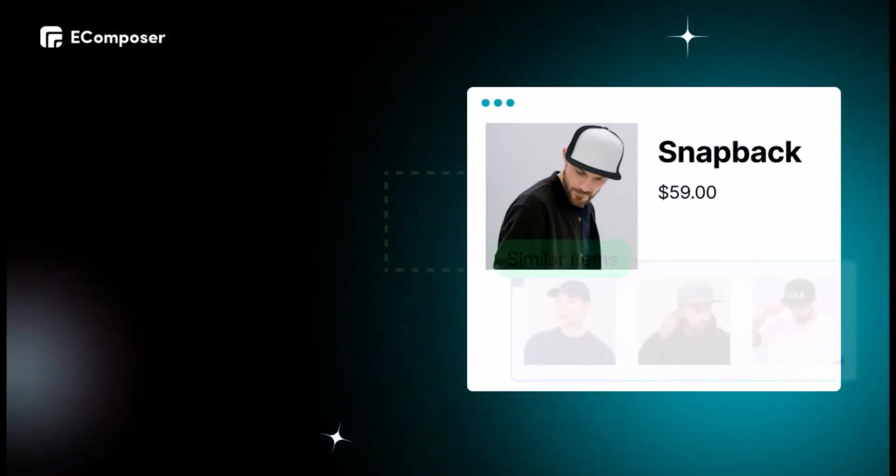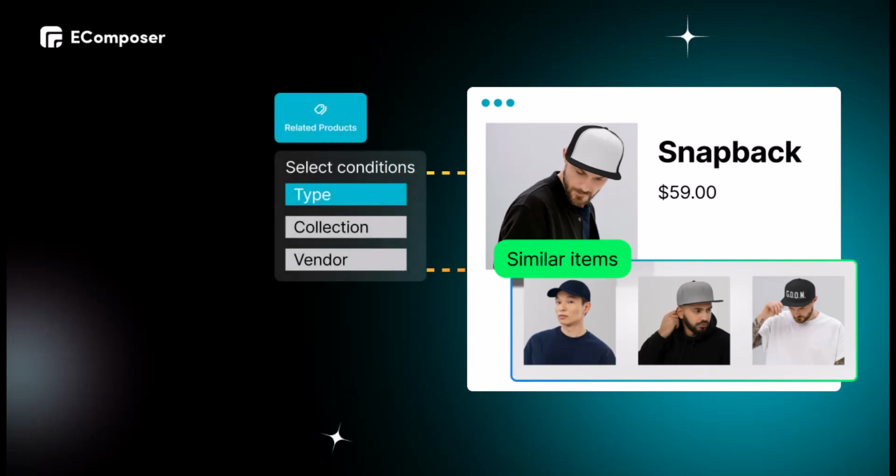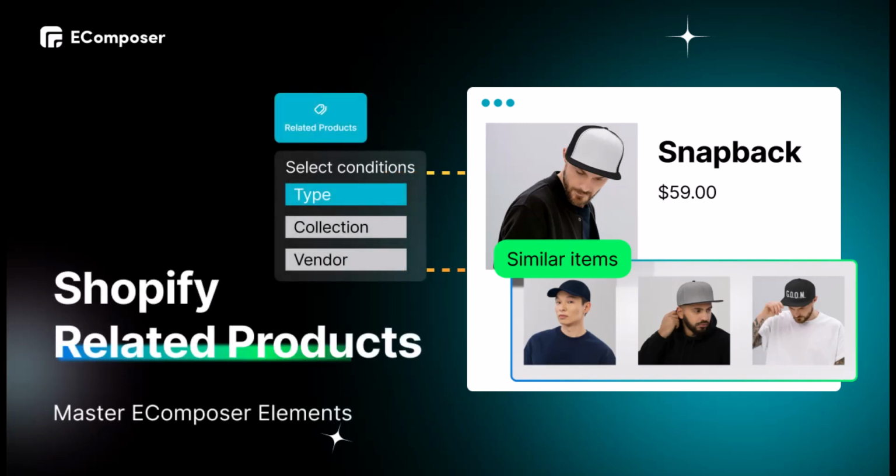Today, we're delving into the heart of online retail optimization, spotlighting a game-changing tool, the EComposer Related Product Element. So, let's skip the missed sales and boost your bottom line.